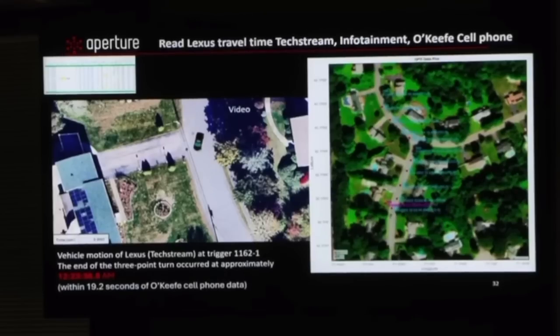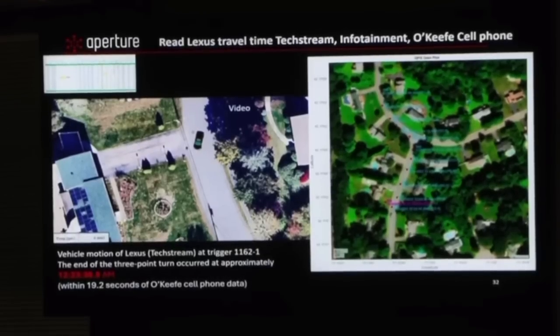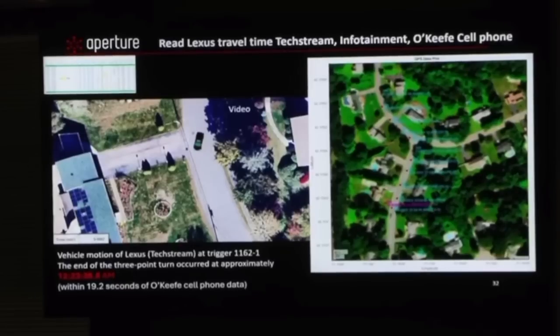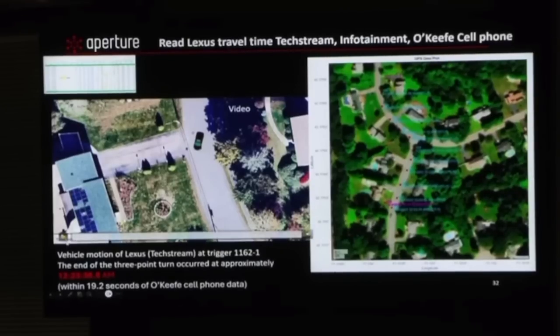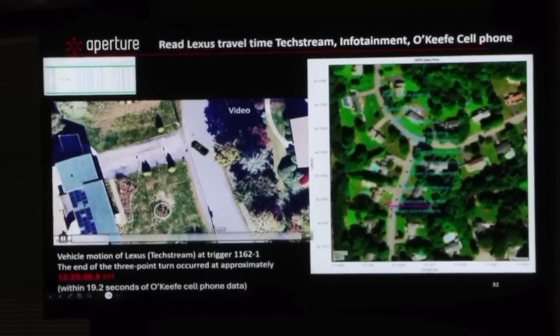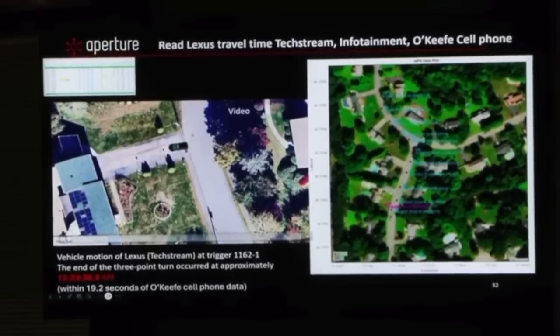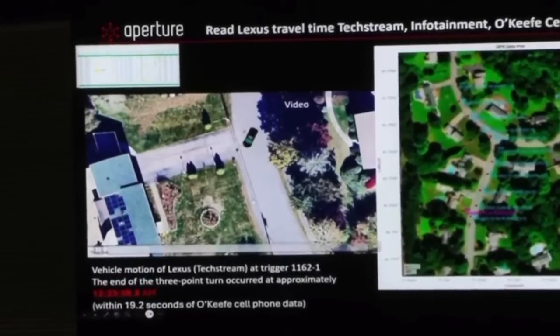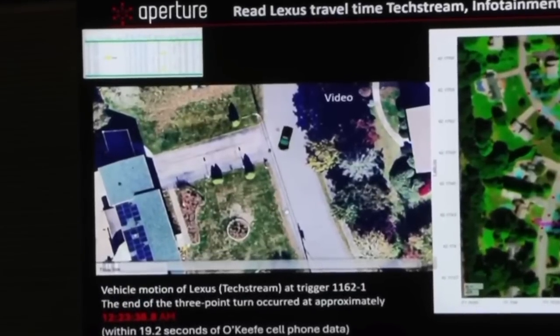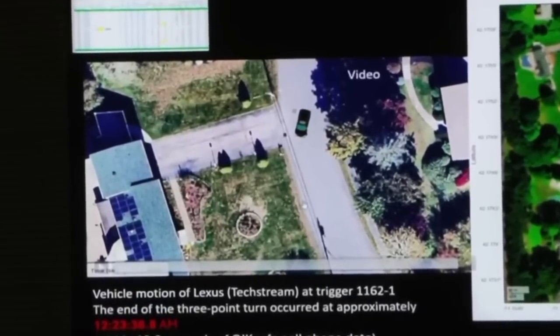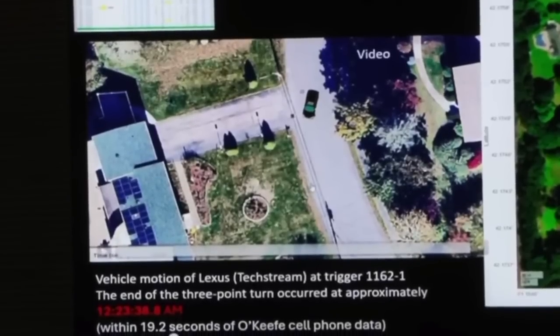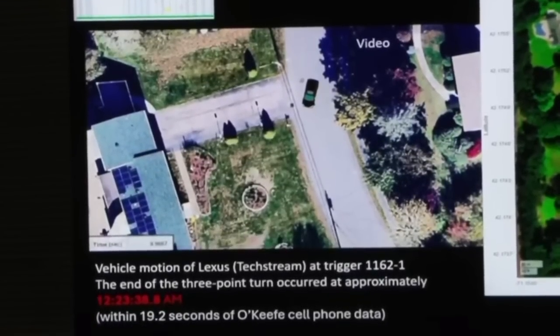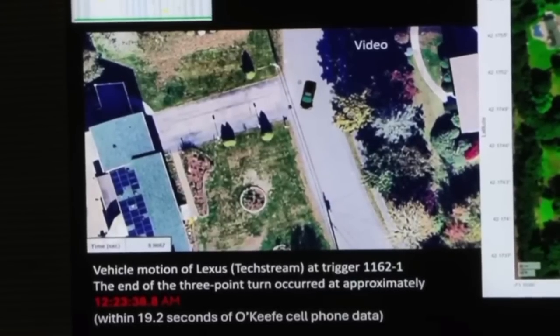And again, just because the simulation stopped, that's just where the text stream data ends. Again, as we showed you earlier, the car's still moving, that's just the last data point we have. So what that text stream data shows is matching a 3-point turn on that Cedar Crest Street. So we have the vehicle motion and timing data consistent with the interview statements about making a 3-point turn.